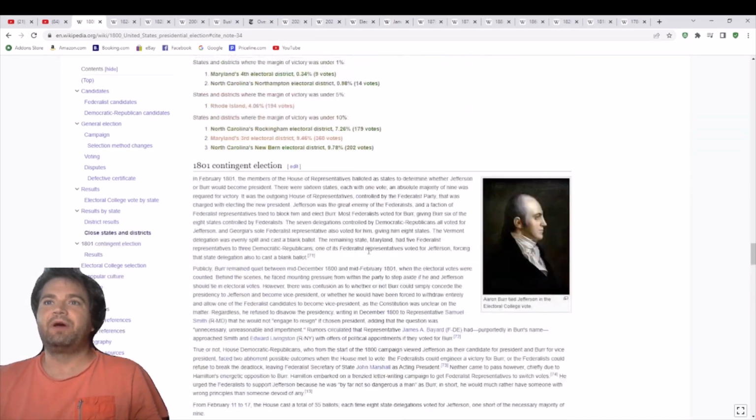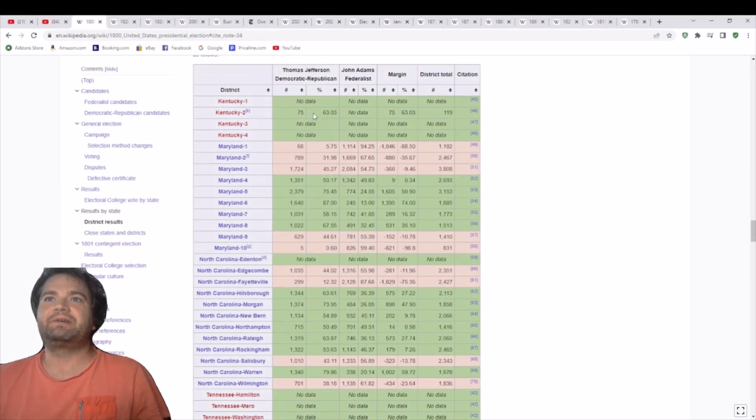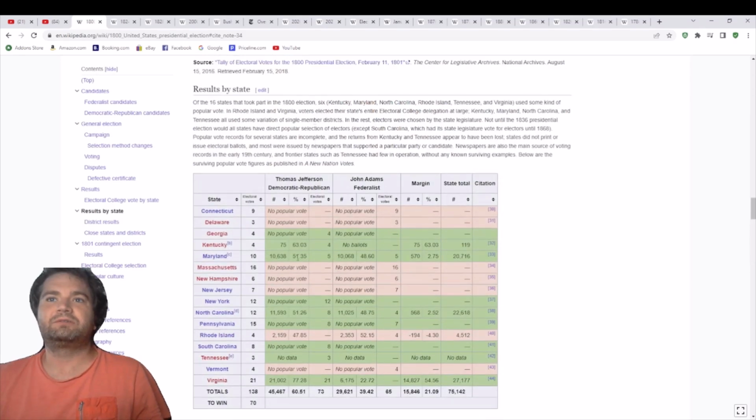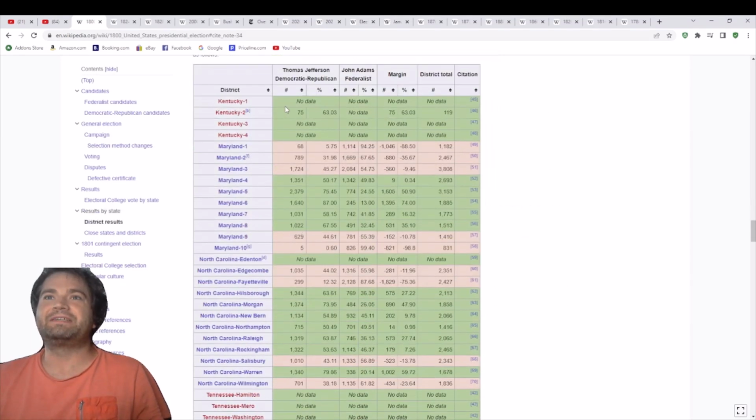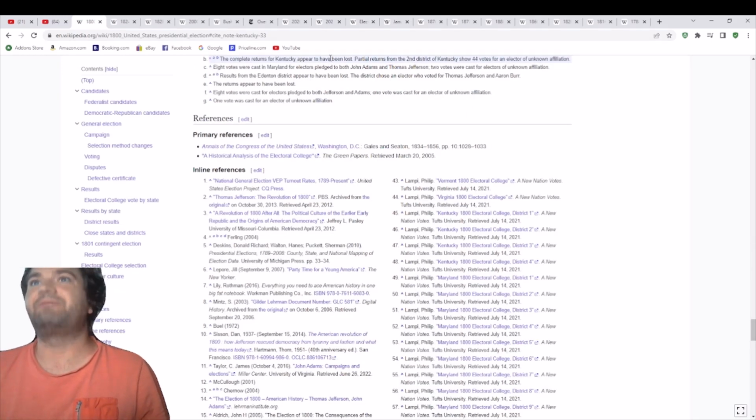They didn't do a winner-take-all thing. So let's go back up. But look at all these states without popular votes. And I guess the reason... No, wait, it just says 75. Oh... Okay, so only this district counted things. What is Kentucky 2? Have been lost. They've been lost. Okay.